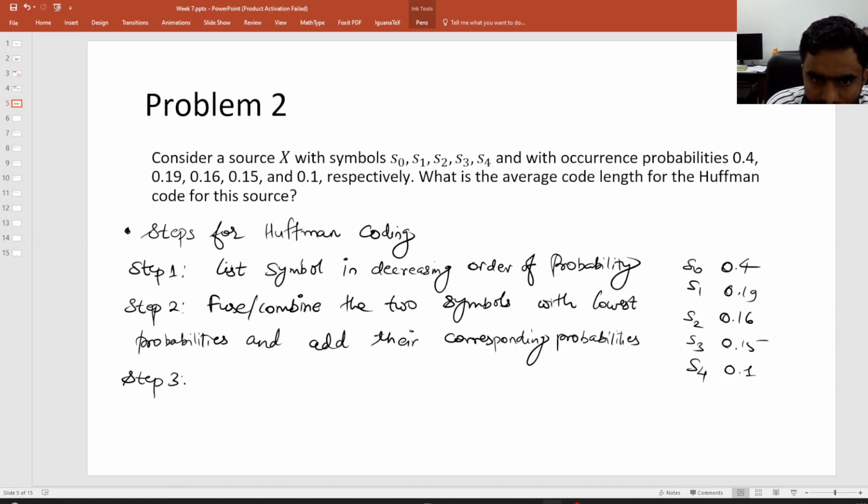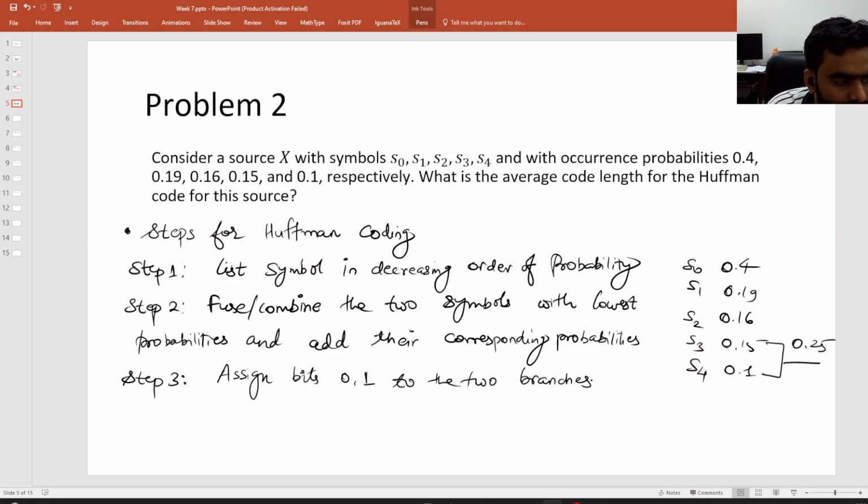Then what do we have to do after adding the probabilities? Let's say we have added these probabilities. What will you get? 0.15 and 0.1, that is 0.25. Now we have to assign the bits 0 and 1 to these two branches. Then step number 4, you have to assign bits, let's say 1 and 0 here.